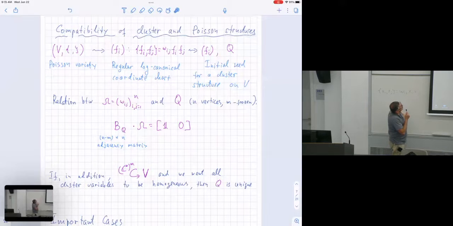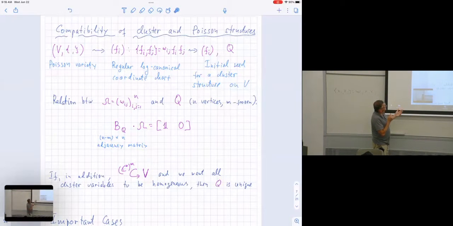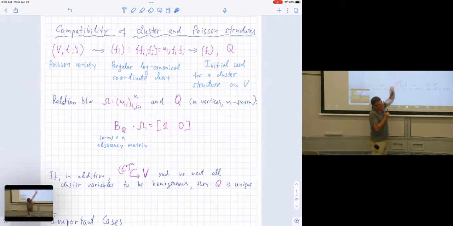Again, let's consider a Poisson variety, and suppose we manage to find a nice coordinate chart with what we call the log canonical property. And from that, we need to build an initial cluster, that is, initial rules of transformation, which are described by the quiver. So we need to find how to construct this quiver. And it's actually quite easy. The quiver corresponds to an adjacency matrix, a skew-symmetric matrix. We have another skew-symmetric matrix, which is given by the structure constants of our Poisson bracket. And all we need to do is find something such that the adjacency matrix multiplied by the structure matrix of the Poisson bracket has this nice property.